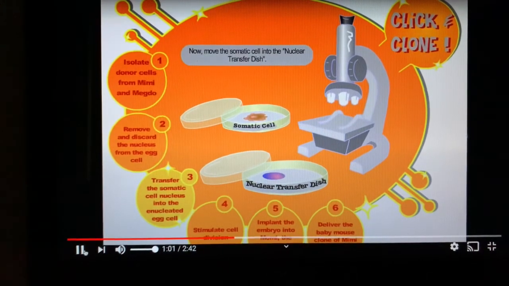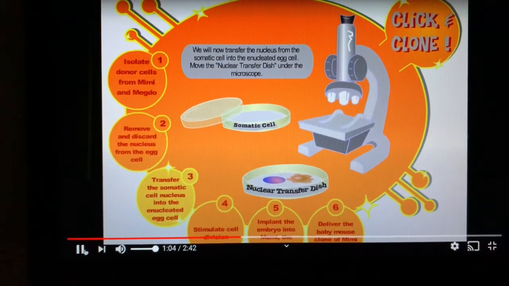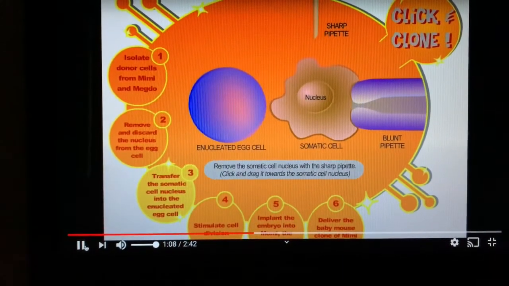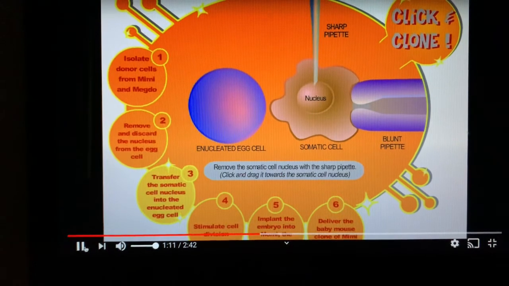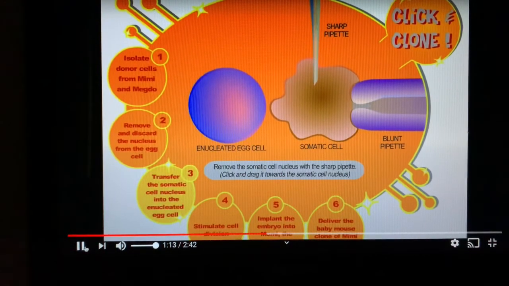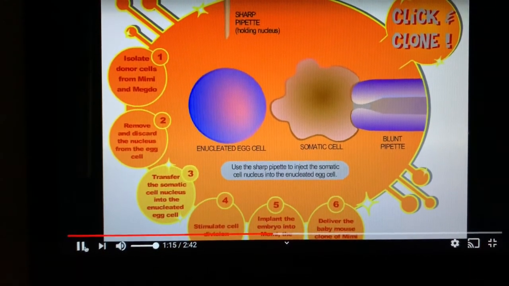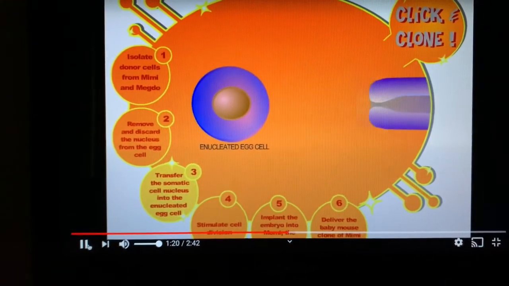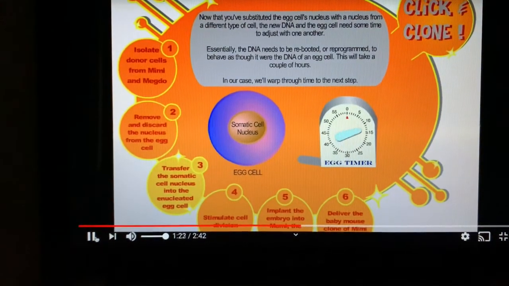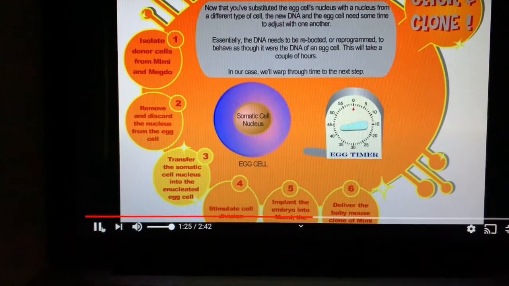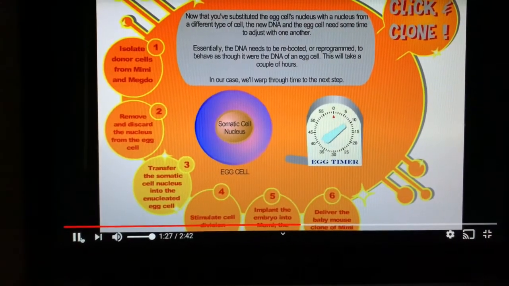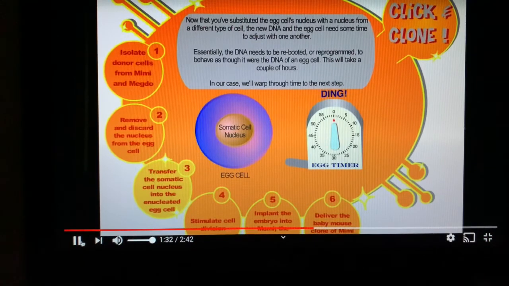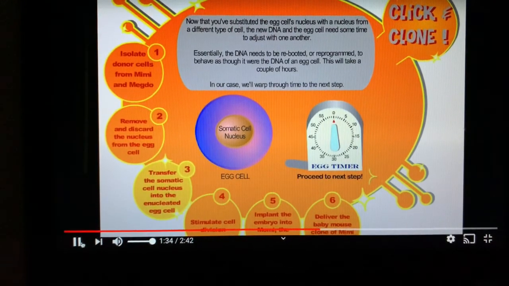Next up is we need to fill that empty egg with the DNA from Mimi's, the mouse we're trying to clone, with her DNA. So you can see us removing the nucleus from the body cell of the mouse, Mimi, and then filling the egg right there with all of the DNA. So it's a complete set of DNA. And it's cute that they give us a little egg timer. They give you some information. I would encourage you to read all this. All right. Proceed to next step.